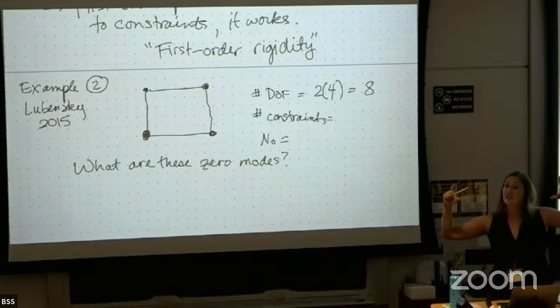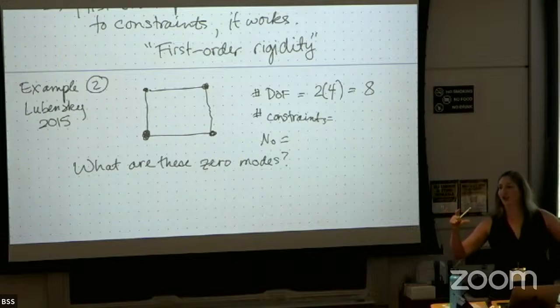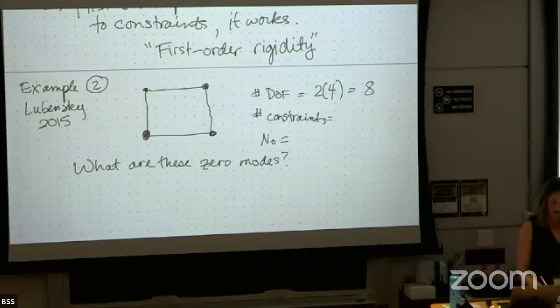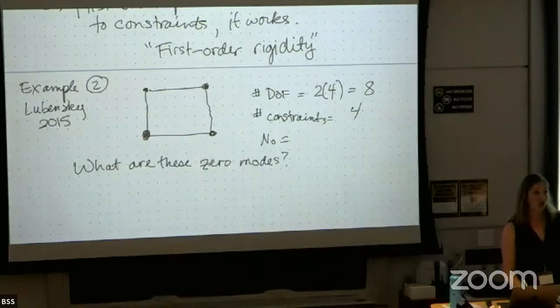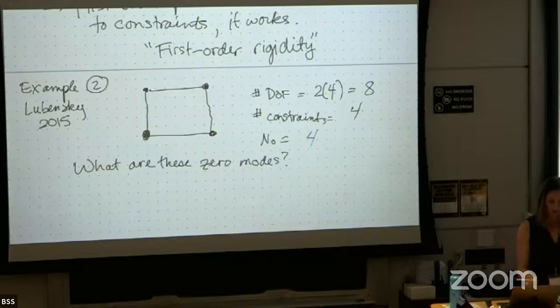4. There are 4 bonds. So you can think about these actually, as I mentioned before, it doesn't matter if they're harmonic springs, but you can think about them as harmonic springs. So there's 4 constraints. So how many 0 modes are there? 4. You had to say that there weren't any states of self-stress, and we can come back to that. But it's true. There are 4 0 modes. 8 minus 4 is 4.